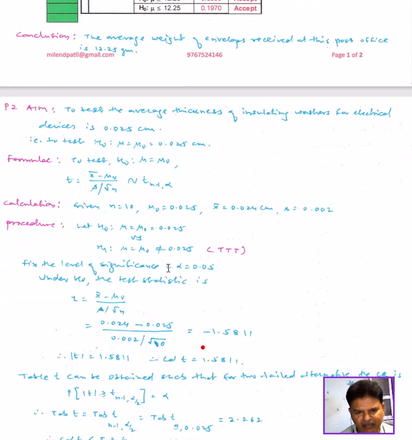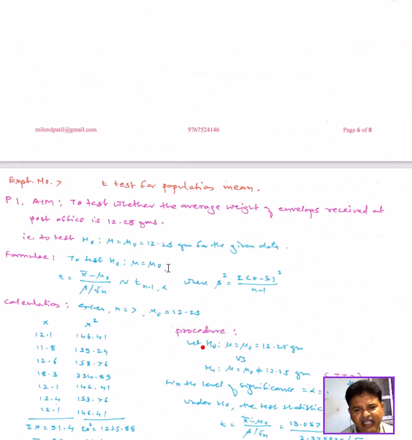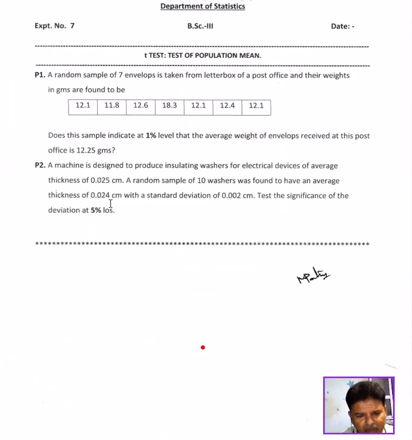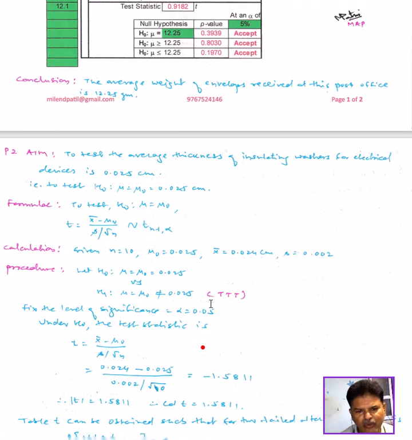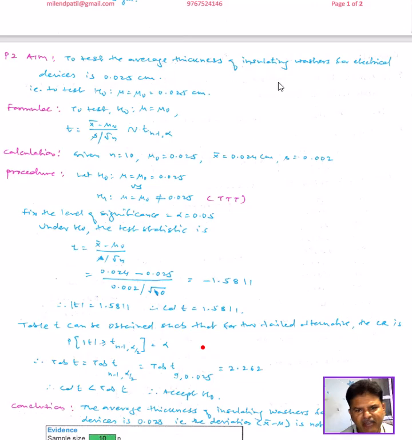So take the second example. First read the example. A machine is designed to produce insulating washers. The thickness is 0.025. A sample of 10 washers is given, and the average thickness is 0.024 with a standard deviation of 0.002. Test the significance of the deviation at 5% level of significance. So what do we have to do in this case? To test the average thickness of insulating washers for electrical devices is 0.025. So mu naught is 0.025.